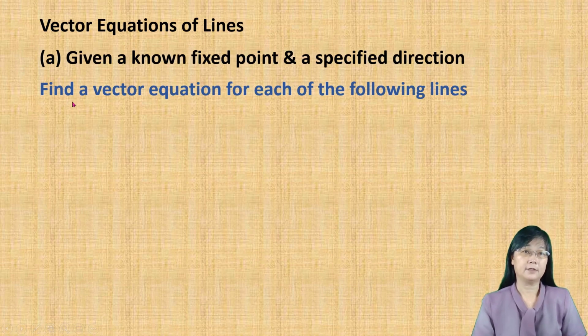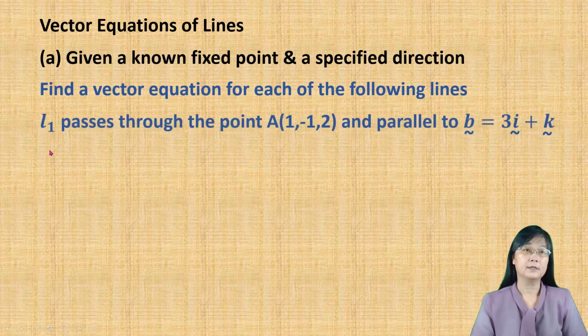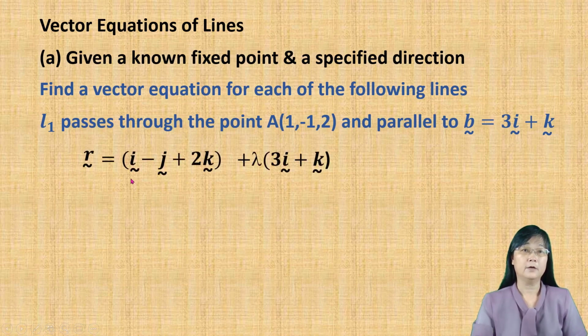Now let's look at this question. Find a vector equation for each of the following lines. For the first line, L1, L1 passes through the point A and is parallel to the vector b. Since the point and the direction are given, we can straight away sub into the formula, where a is the position vector of the point A, that is i minus j plus 2k, and b is the direction vector 3i plus k. So this is the equation of L1.